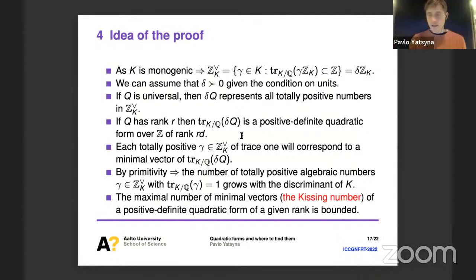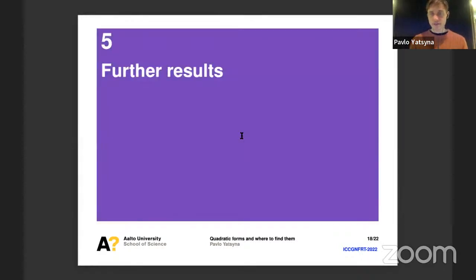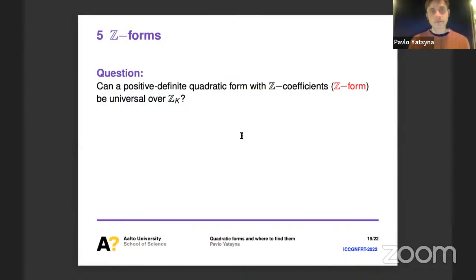Okay, so I will continue. For the last 5 slides, I will maybe switch the topic slightly, but not too much. So it's further results. One of these directions is so-called Z-forms. The question is, can a quadratic form with rational integer coefficients, also called a Z-form for us, so a positive definite quadratic form with integer coefficients, ever be universal over a totally real number field?